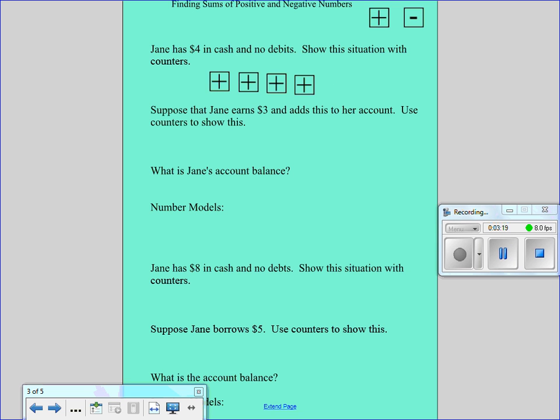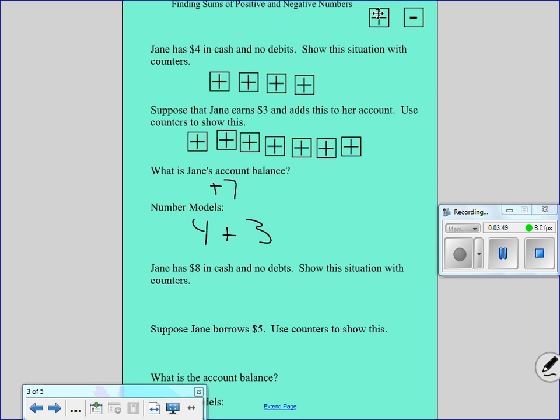Okay. Suppose Jane earns $3 and adds this to her account. How many counters does she show? So she has the 4, so we're adding 3 to it. And then I already had an existing 4, right? So should be 3 plus 4, right? What is in Jane's account balance? We have a plus 7. What would the number model look like? Well, we started with 4, and then we added 3. So we have a positive 7, okay?